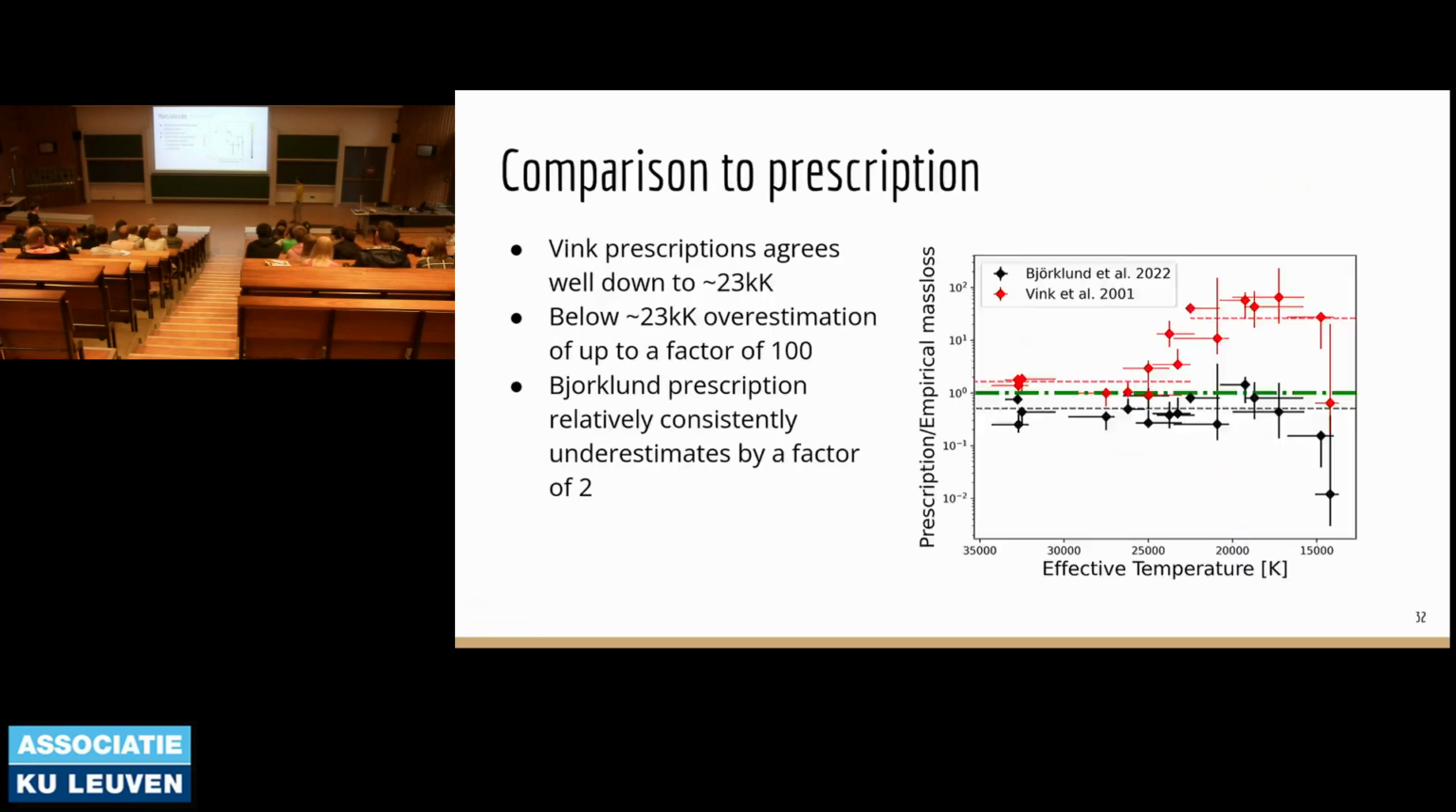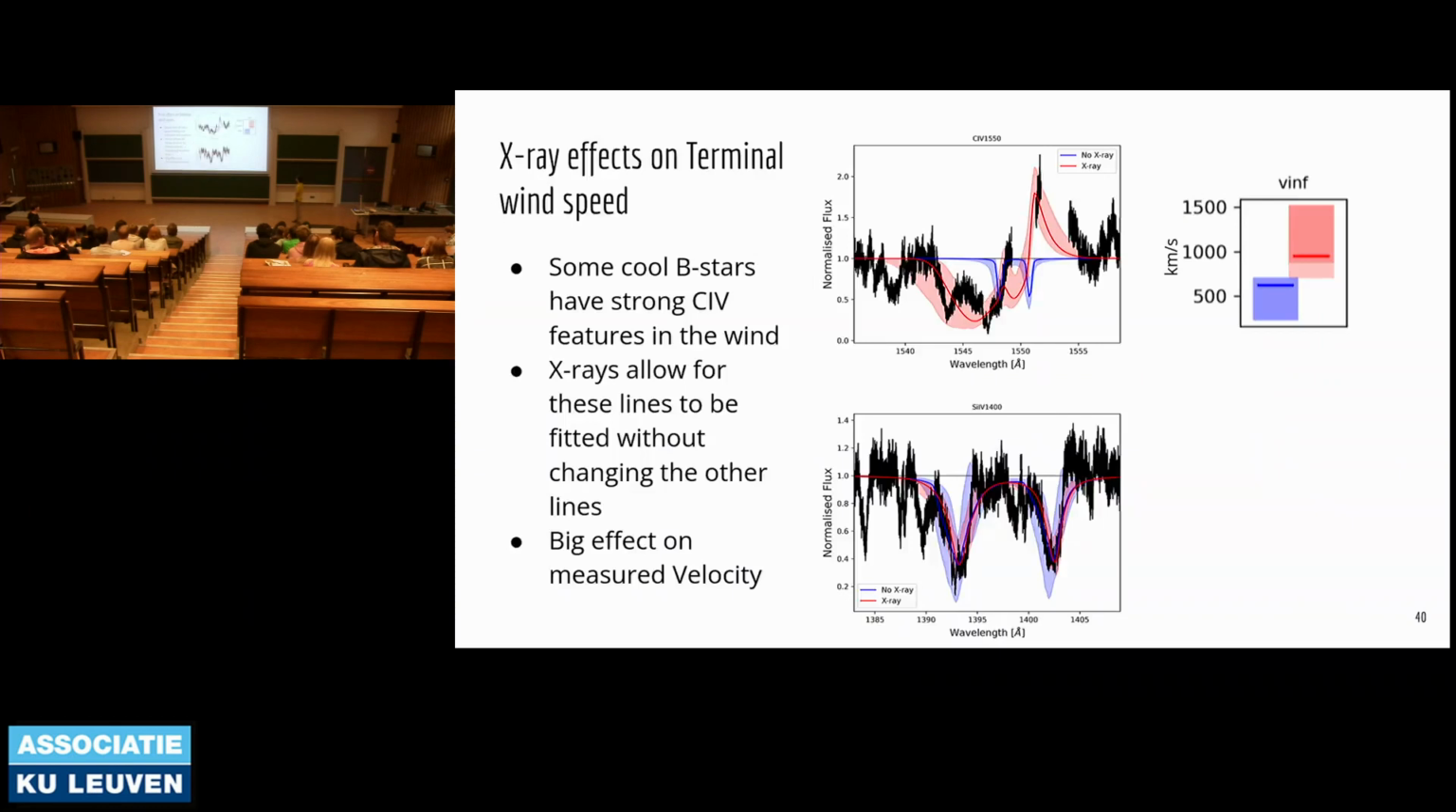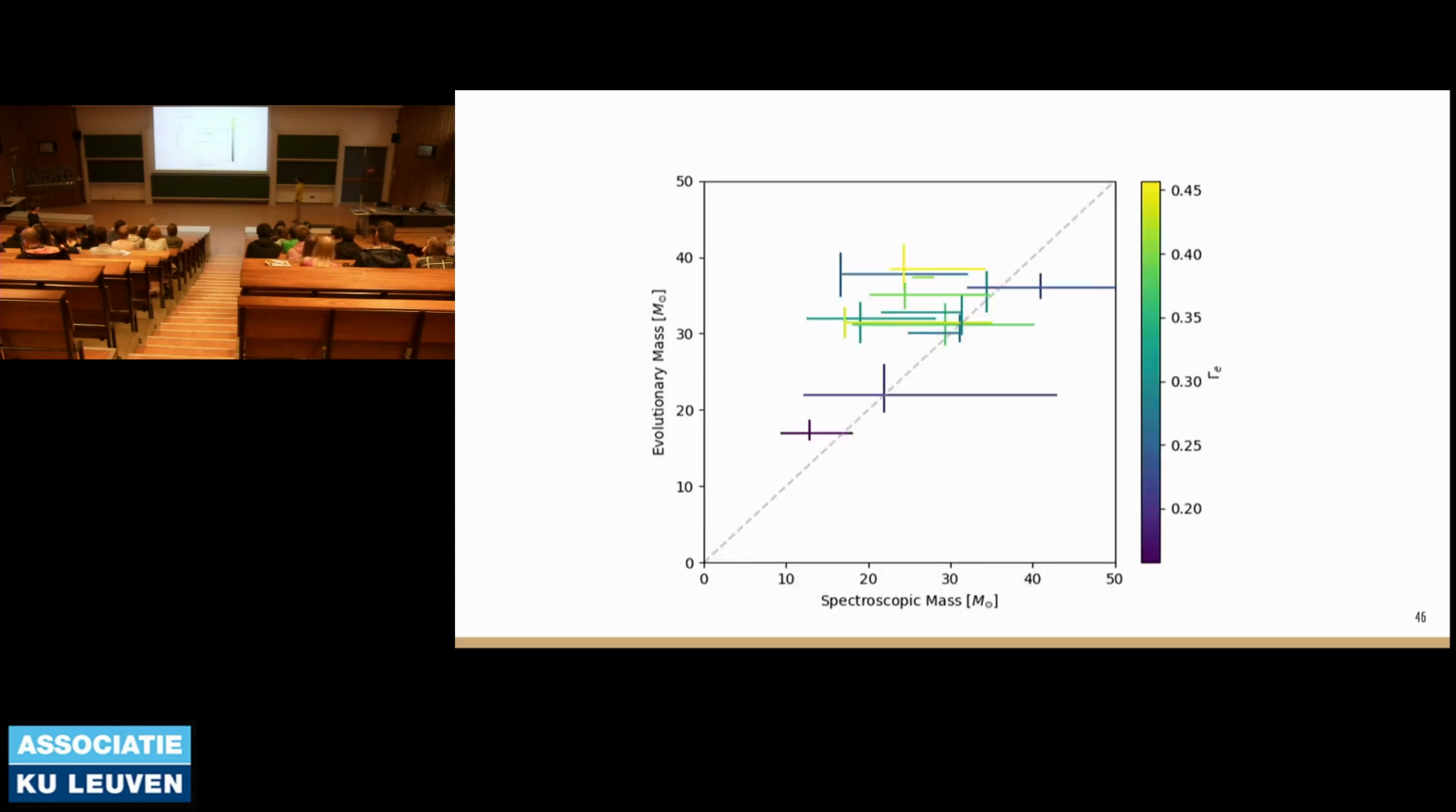I'll go to a very slightly different plot I have somewhere in the back. It's just a big blob. Yes, here it is. So here I plot the spectroscopic mass and evolutionary mass, and I try to compare them. Spectroscopic mass, we have huge errors. Why do we have these huge errors?